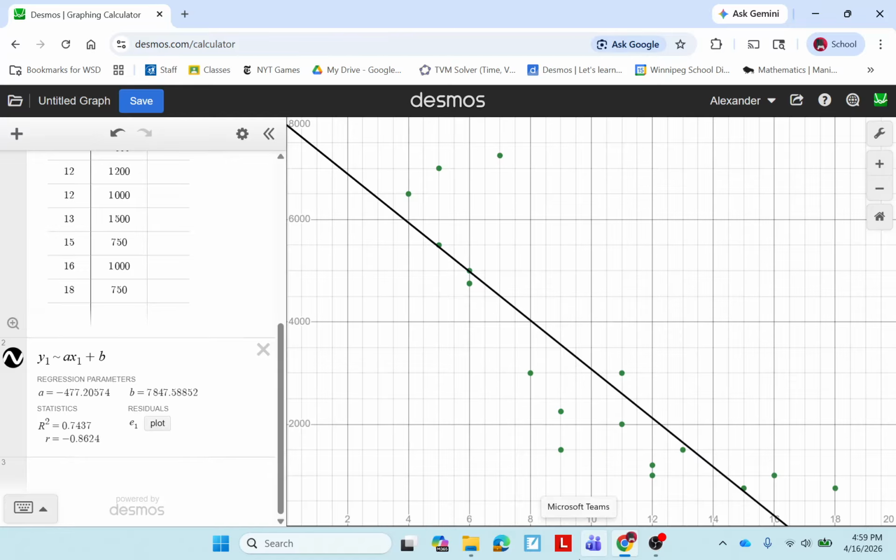So my regression equation, which does say to round to 2 decimal places, is y equals negative 477, well, if we're rounding it to 2 decimal places, it would be 0.21x plus my b value is 7847.59 if we round it to 2 decimal places.